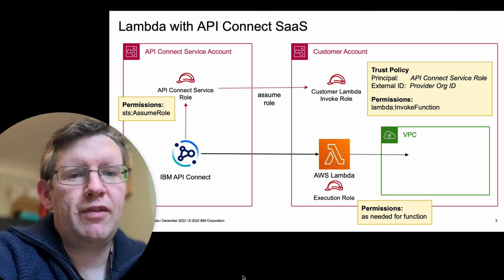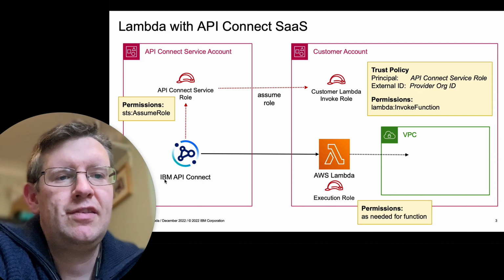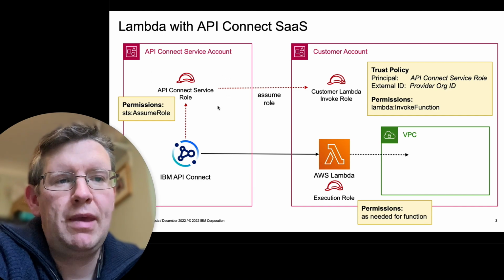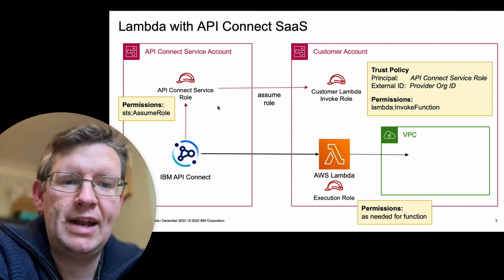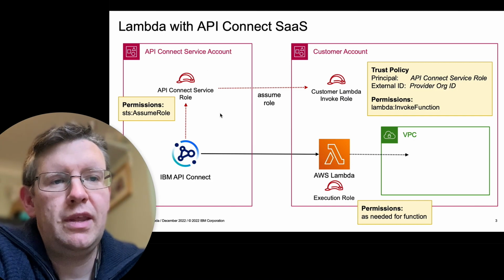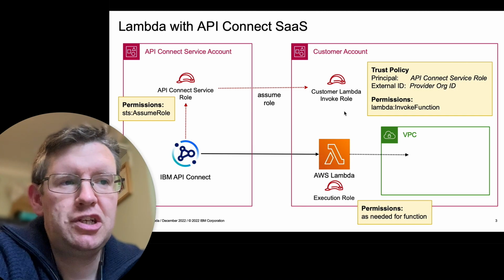The security model that we've got is as follows. The API Connect service is running in our own AWS account, and we have a well-documented API Connect service role, which you can find in our documentation. It's different for each region, and it's used for assuming the role that is provided for Lambda invocation.